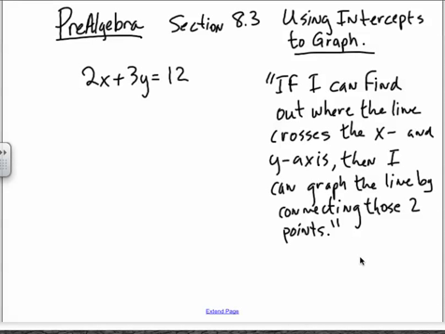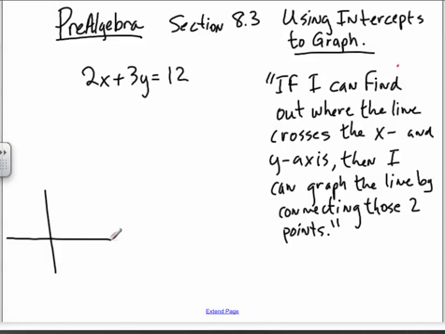Now, today I'm going to teach you a second way, and there's going to be a total of 3 ways, but this is the second, and it's using intercepts. You can see the quote on the right. It says, if I can find out where the line crosses the x and y axis, then I can graph the line by connecting those 2 points. I want you to think about this.